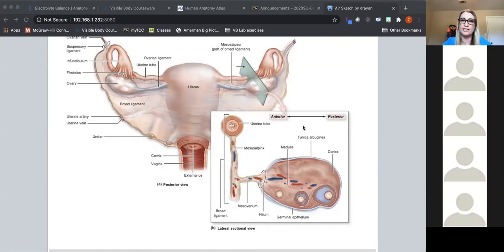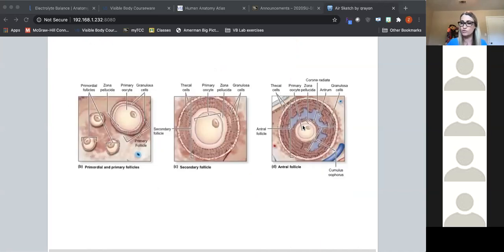These primary oocytes will be surrounded by some cells. As you can see on this image right here, there are some cells that are surrounding this oocyte. So let's look at this a little closer here and talk about these follicles. The primary oocyte will get surrounded by a layer of flattened cells, and these flattened cells are called follicular cells. So this is going to be your primordial follicle. That's this right here.